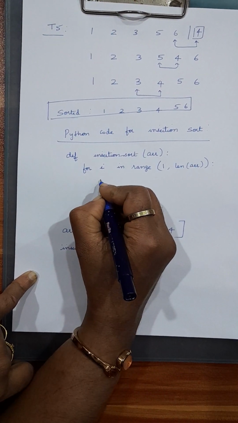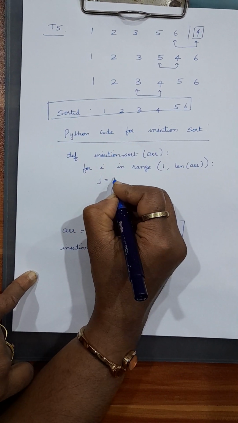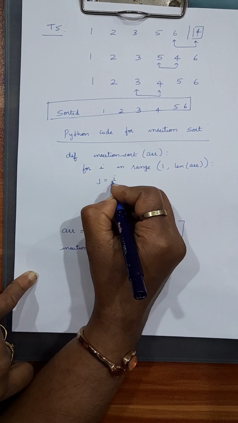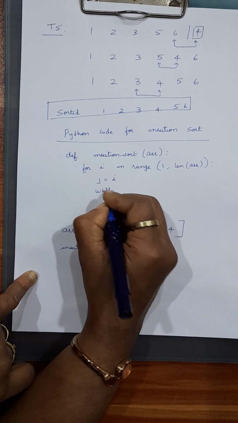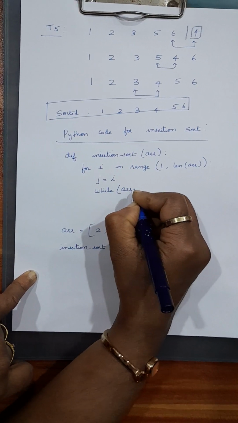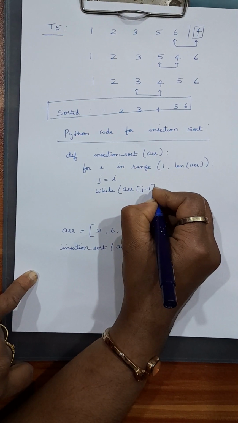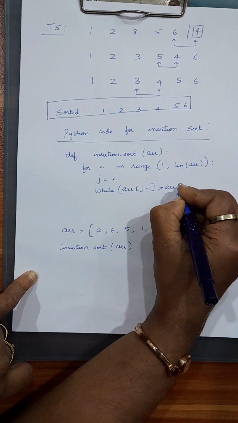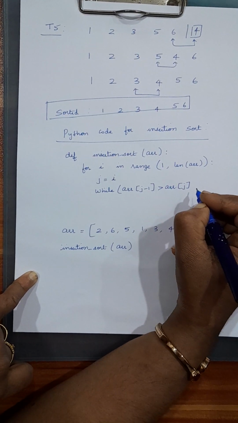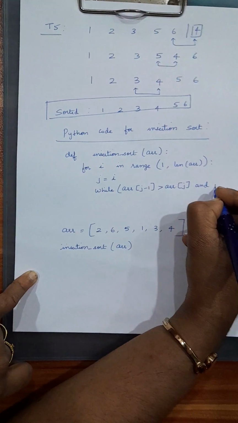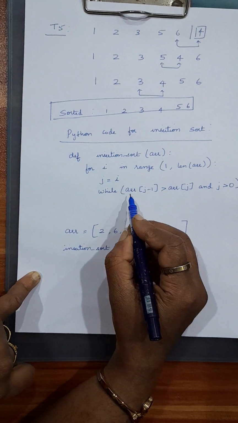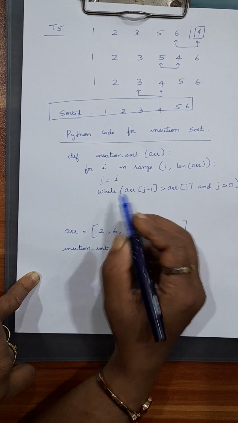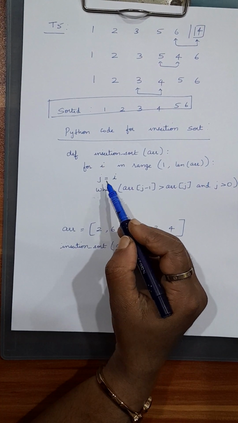Then I'll use one more variable, j is equal to i. Then I'll have one more condition: while array of j minus 1 is greater than array of j and j greater than 0. So what's happening? I'm checking array of j minus 1. What is the j value here? j is equal to i, so j is equal to 1.